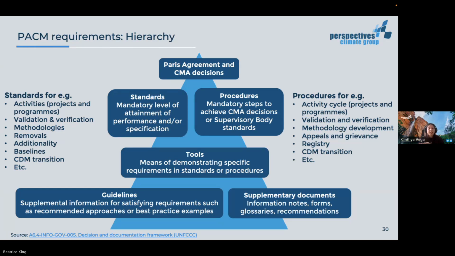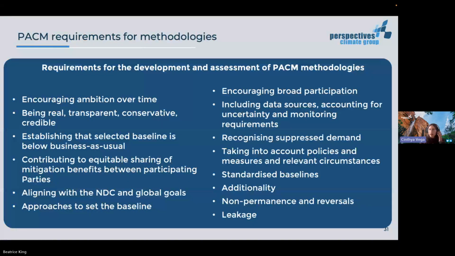The procedures tell us the mandatory steps that we have to take to comply with the CMA decisions or the supervisory body standards. So for example, we have an activity cycle of the PACAM, which provides guidance for the project developers in how to seek registration and require issuance of carbon credits. And we also have procedures for the DOEs when validating and verifying, etc. Then at the third level, we have tools. And these tools are just means for demonstrating specific requirements. And at the last level or bottom level, we have guidelines and the supplementary documents. I think now I pass over to you, Hanna.